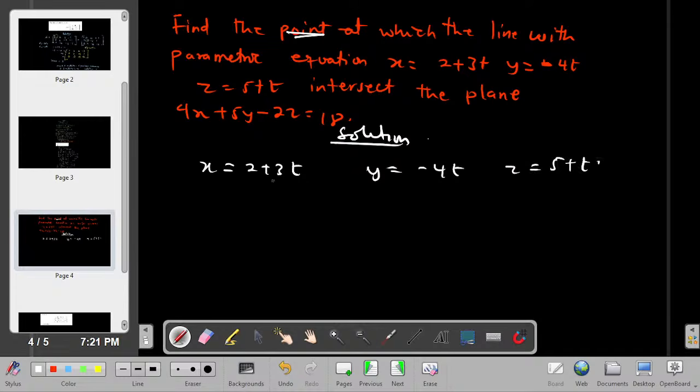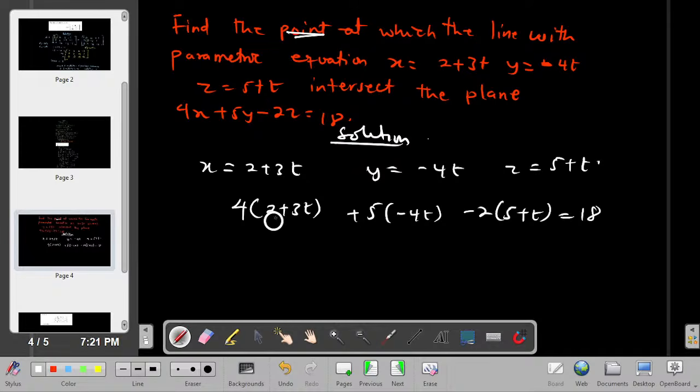So please, whenever they tell you to find a point of intersection, you are trying to merge the two. So what do we do? Wherever you see x, you replace it with the parametric equation. Wherever you see y, replace it with the parametric equation. Wherever you see z, you replace it with the parametric equation, is equal to 18. What is this? 8 plus 12t minus 20t minus 10 minus 2t is equal to 18.